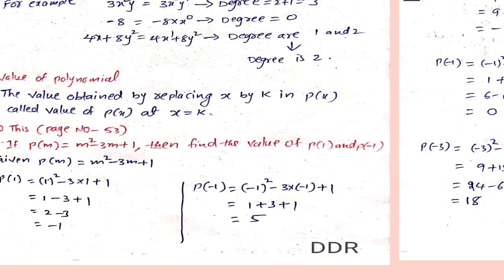Let us find one more value. So p of minus 1 equals minus 1 square minus 3 into minus 1 plus 1. Just we substituted m equals minus 1. Minus 1 whole square is 1. Minus 3 into minus 1 is plus 3, and plus 1. See, all are positive numbers. 1 plus 3 plus 1 equals 5. So the value of the polynomial is 5 at m equals minus 1. So from this question we can understand the value of a polynomial is not a constant. It will change by substituting different m values.